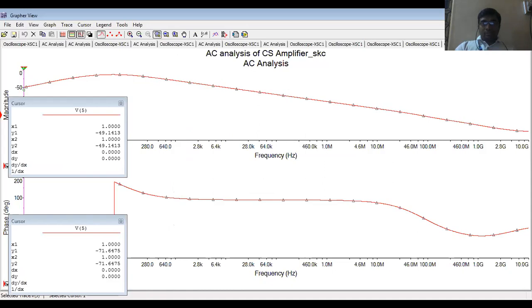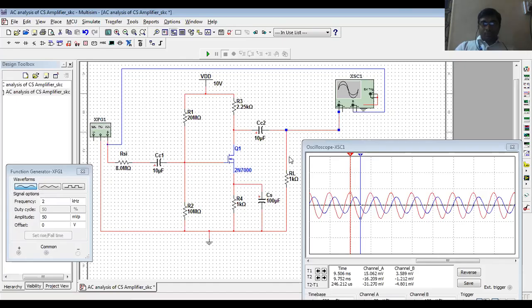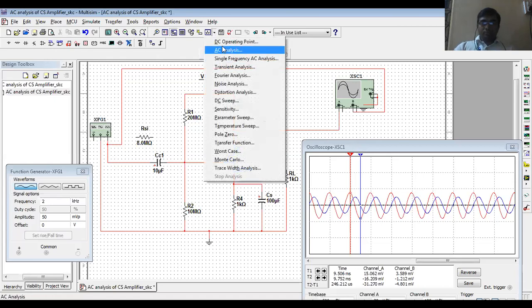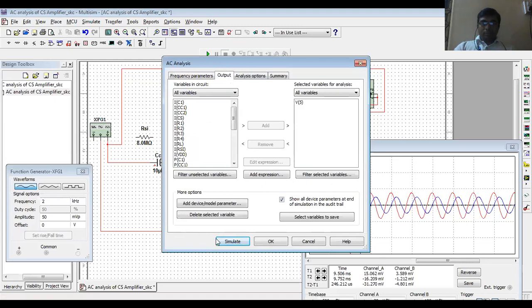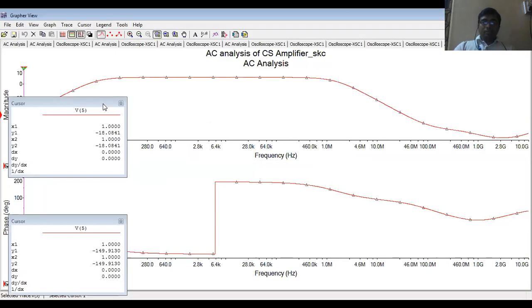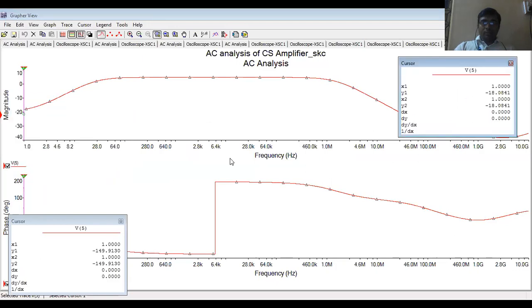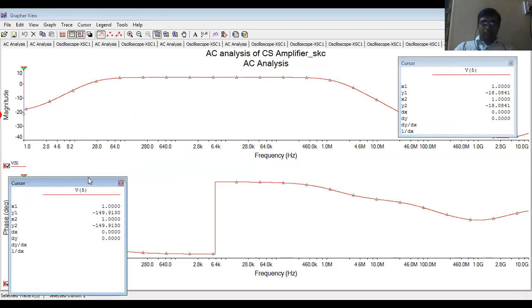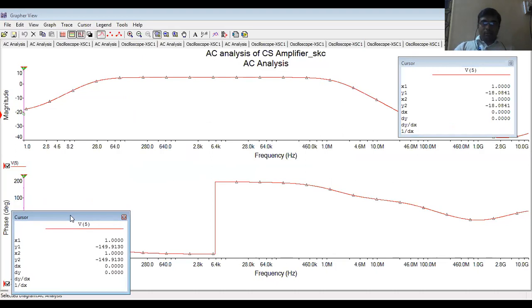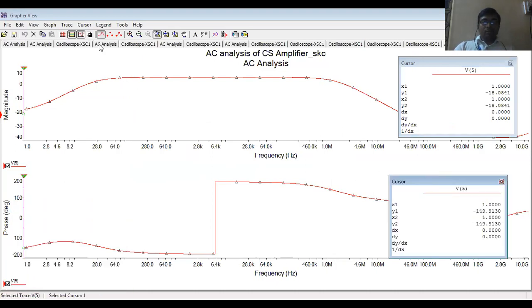There is some problem. The problem is that we have already connected this RL. We do not need to connect it. First of all, we have to observe V naught and calculate the voltage gain on the basis of this. Sorry, now again do the same procedure, and when you repeat this procedure, you will get this. This is the way that we observe the frequency response.